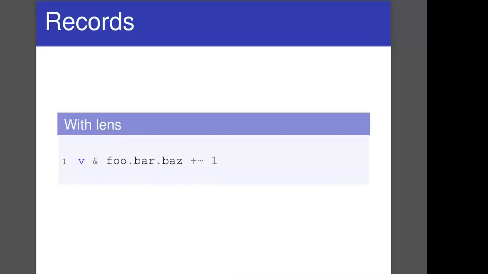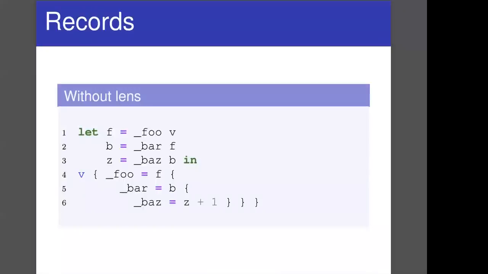And lenses have this beautiful compositionality where once you start building up vocabularies of lenses to talk about your records, talk about your different data types, you can just start building arbitrarily complex chains. And in your mind, you can just think, how am I traversing through this? Not how am I unwrapping and rewrapping everything to preserve immutability.